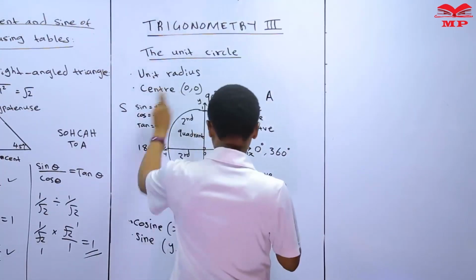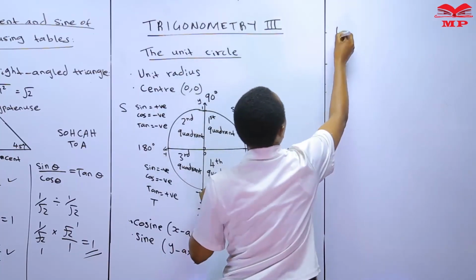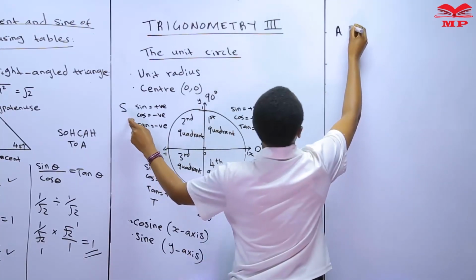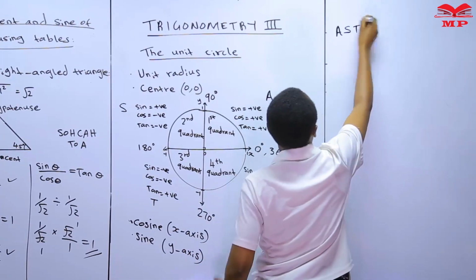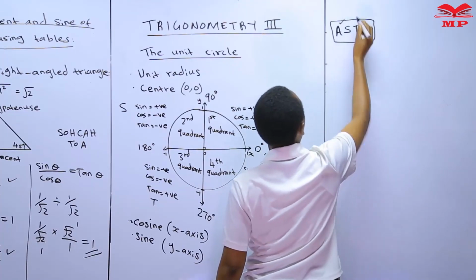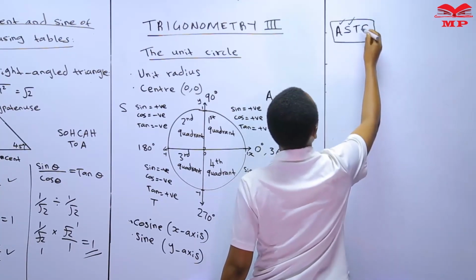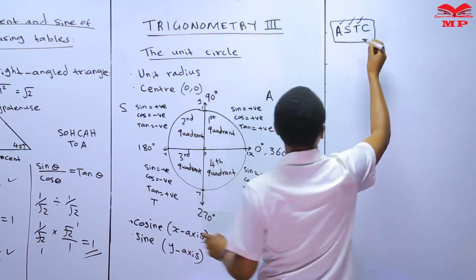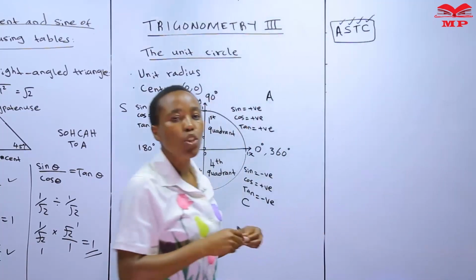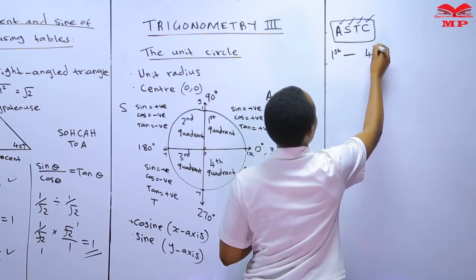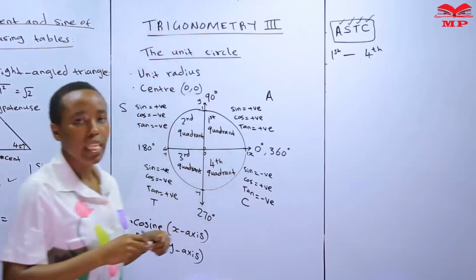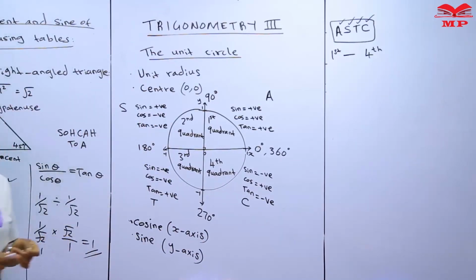So from the first all the way to the fourth quadrant, we have A, S, T, C. So you can master this: here all are positive, sine is positive, tangent here is positive, and here cosine is positive. That is from the first to the fourth quadrant in the unit circle. That's the unit circle. So I'd like to do one question, then I give you an exercise.